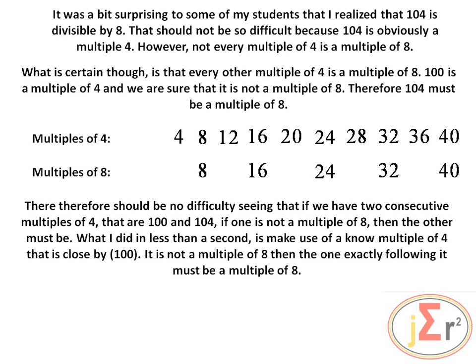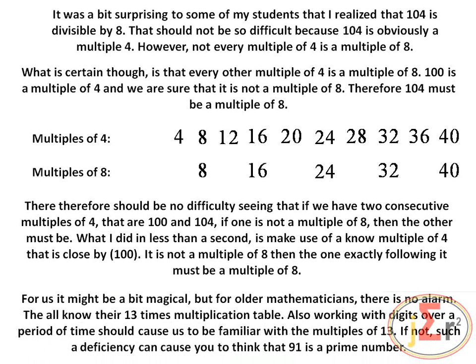What I did in less than a second is make use of a known multiple of 4, which is 100. So the one known multiple of 4 that is close by to 104 is 100, and I'm making use of it. 100 is not a multiple of 8. Therefore, the very next multiple of 4 must be a multiple of 8. So it is not a multiple of 8, that is 100. Then the one exactly following it, which is 104, must be a multiple of 8.